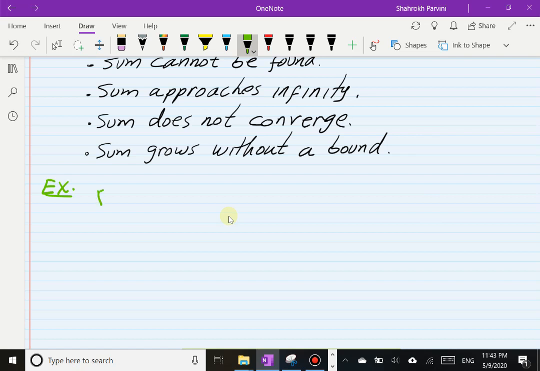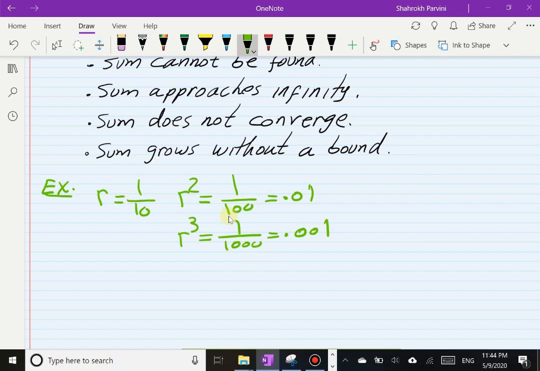Let's say my common ratio is 1/10. And if I square this, I get 100ths, right? 0.01. If I cube it, I get 1000ths, that's 0.001. If I raise it to the fourth power, it becomes 1 over 10,000, and so on. So imagine if I do r to the 10th power, that's going to have 9 zeros and a 1.